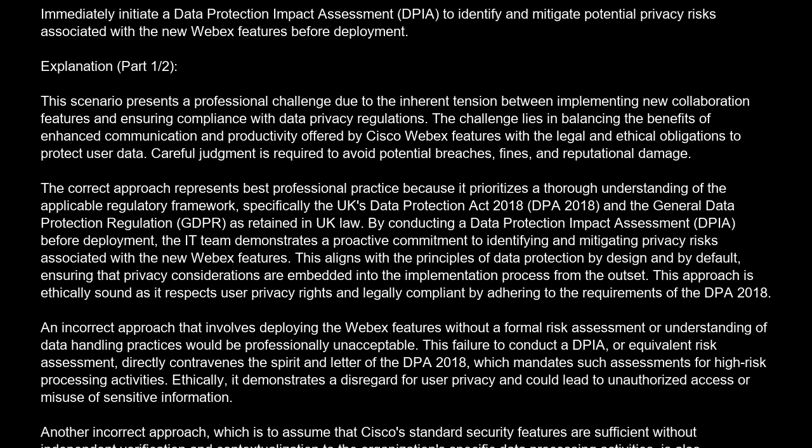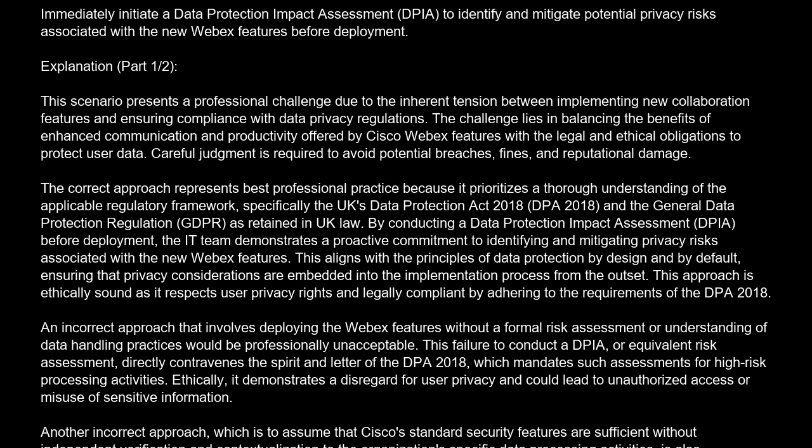The challenge lies in balancing the benefits of enhanced communication and productivity offered by Cisco WebEx features with the legal and ethical obligations to protect user data. Careful judgment is required to avoid potential breaches, fines, and reputational damage. The correct approach represents best professional practice because it prioritizes a thorough understanding of the applicable regulatory framework, specifically the UK's Data Protection Act 2018, DPA 2018, and the General Data Protection Regulation, GDPR, as retained in UK law.